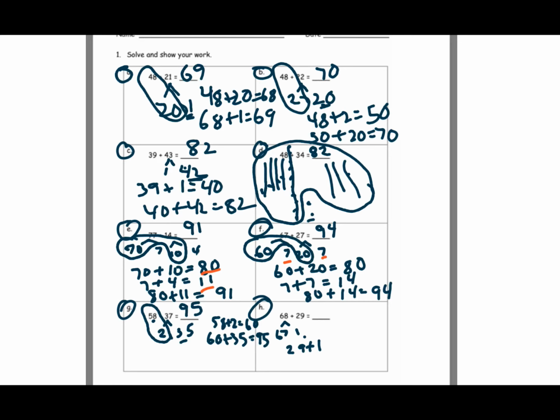29 plus 1 equals 30. That would be this one. And I still have my 67, so it's 30 plus 67 equals 97. So that means, boys and girls, that 68 plus 29 is equal to 97.